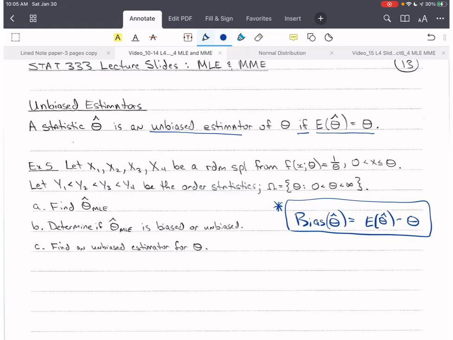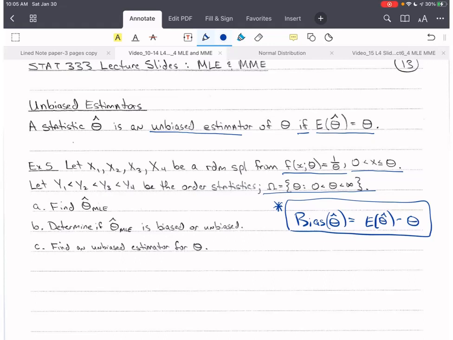Okay, so let x1, x2, x3, x4 be a random sample from a uniform distribution. f of x and theta equals 1 over theta, where x is greater than 0 and less than or equal to theta. We're going to let y1, y2, y3, and y4 be the order statistics. And then sigma is the set of theta such that theta is between 0 and infinity. So theta is just positive in this case. We don't want any negative values for theta. We're just going to stay in the positive half of the number line.